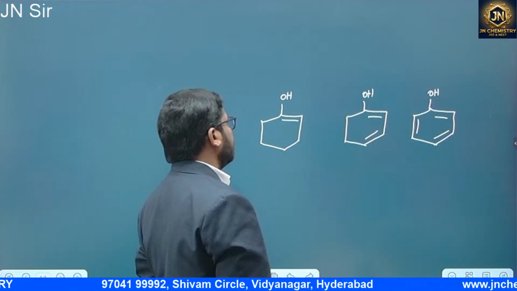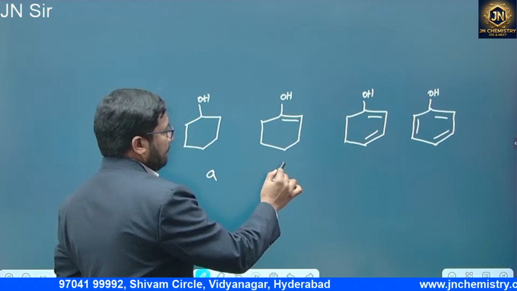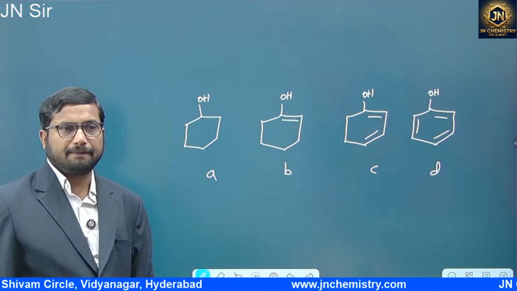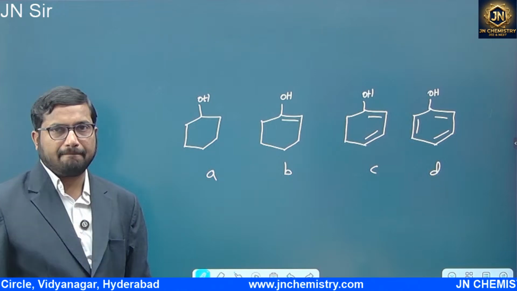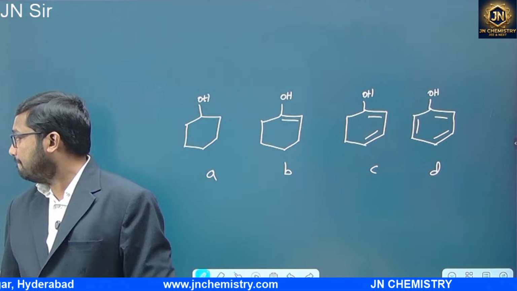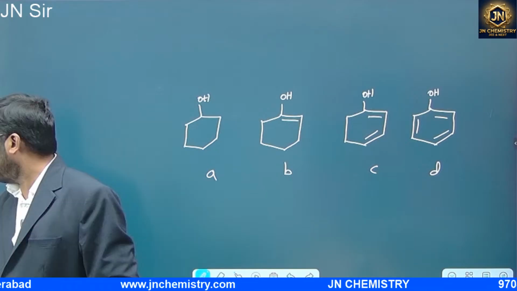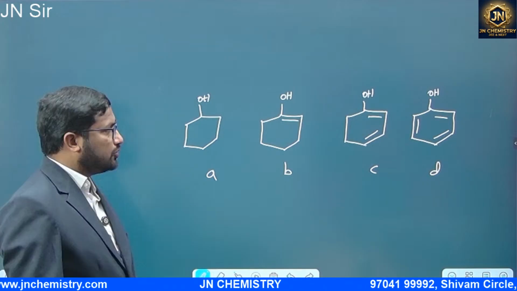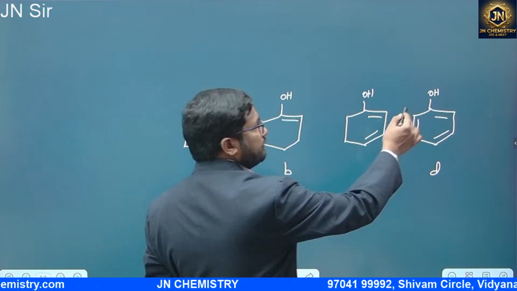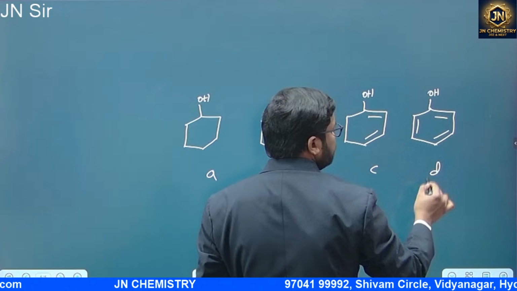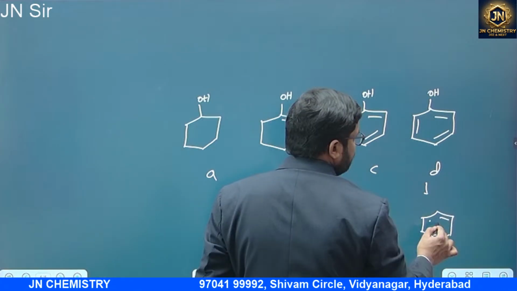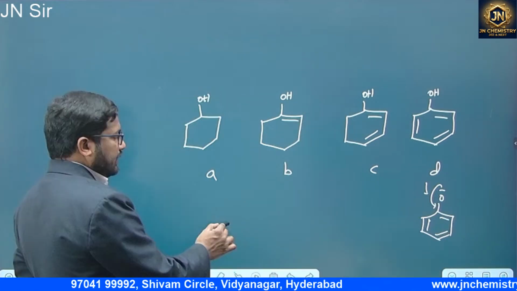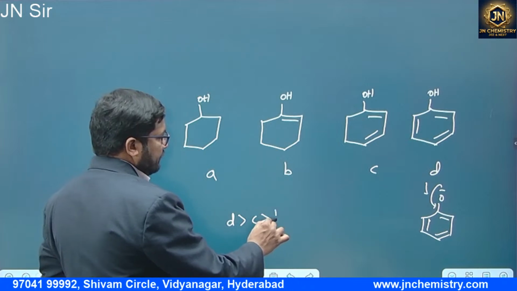Which is more acidic? So first D, after losing this H plus, what exactly happens? Phenoxide ion is more resonance stabilized. So first D is more acidic than C, then B, then A.